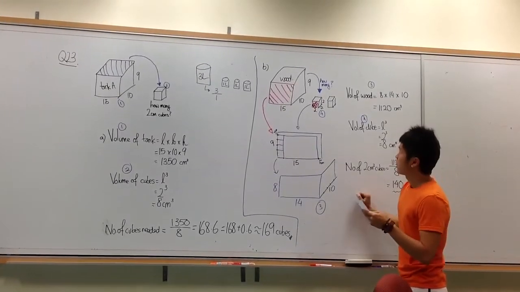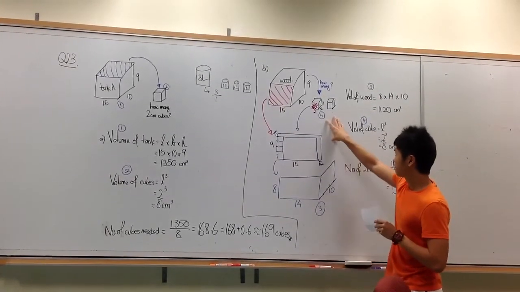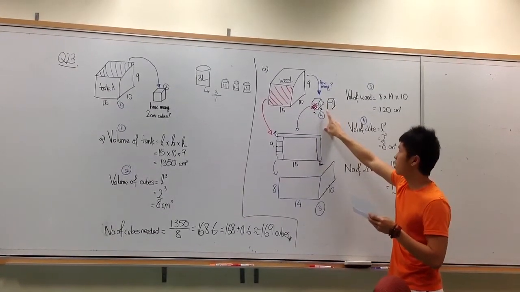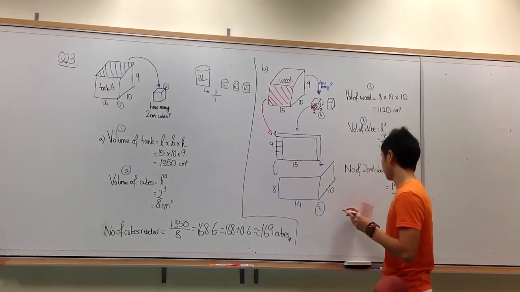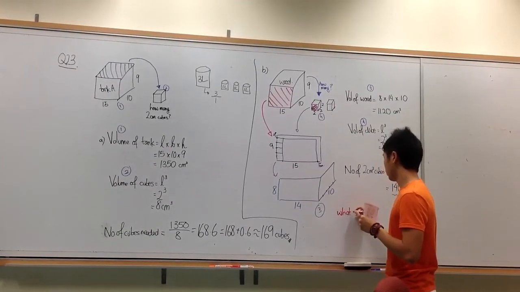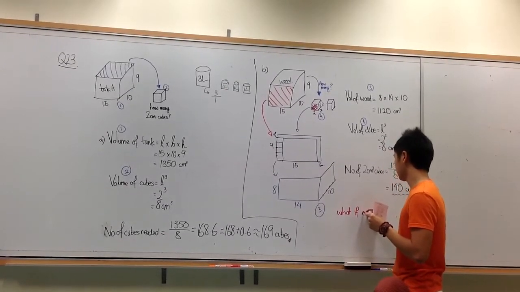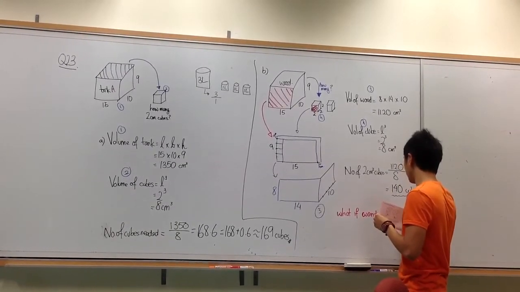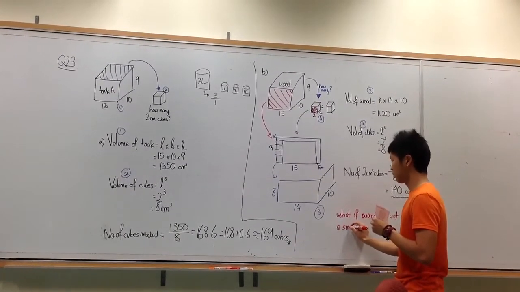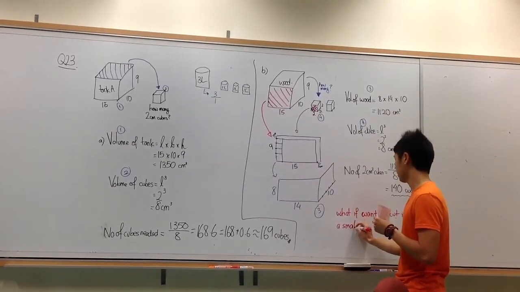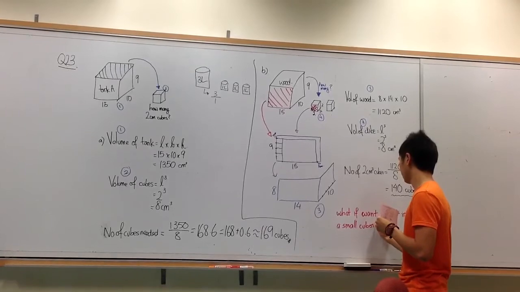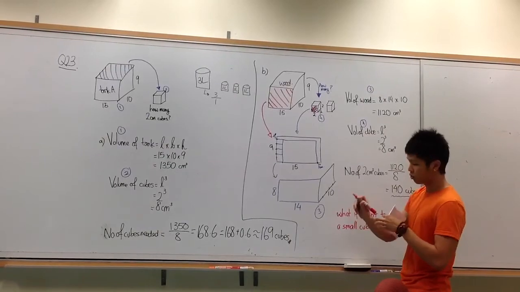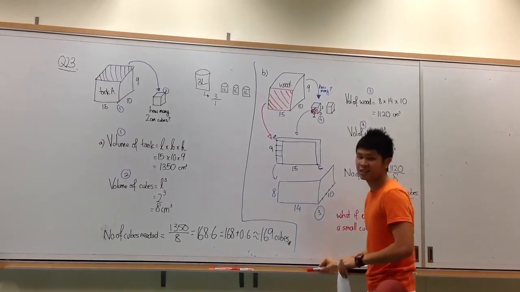Before we end off, something for you to think about. For part B, we are given 2 cm cubes. What if I'm not given a cube? What if you want to cut into a small cuboid instead? Will your working be the same? You go home and think about it, and we'll go through the next lesson. Thank you.